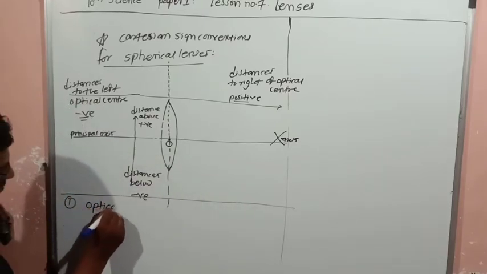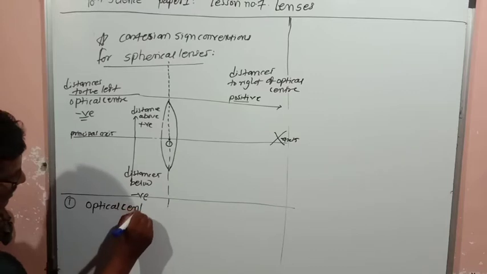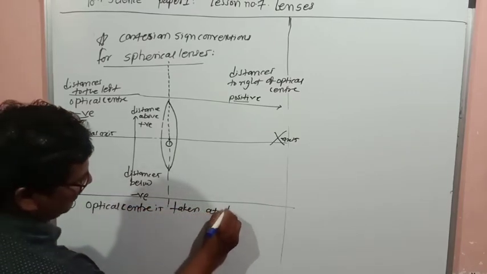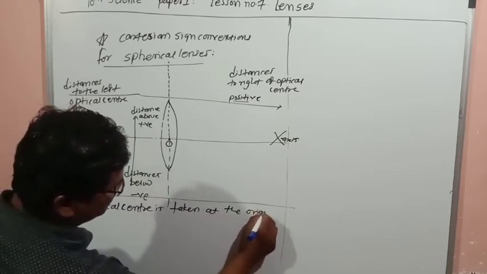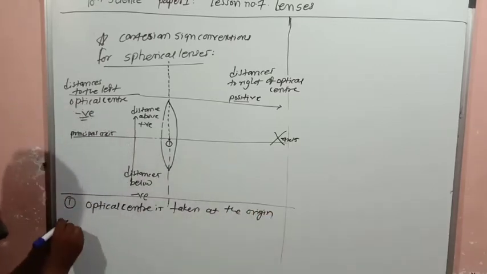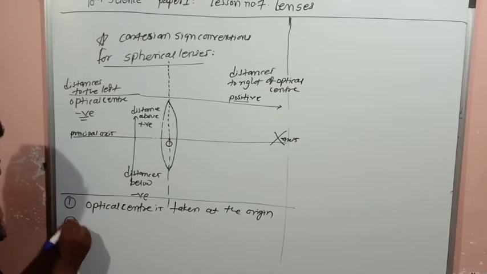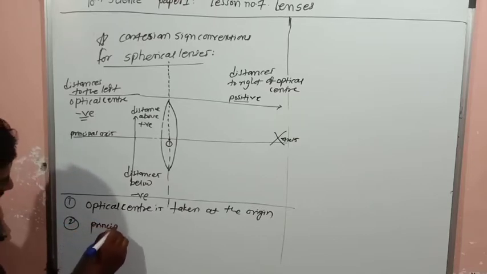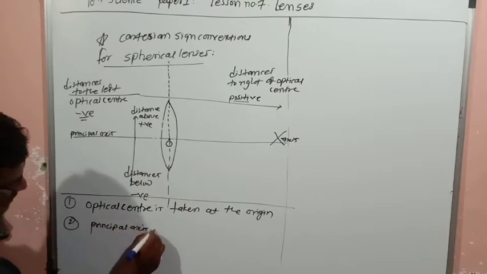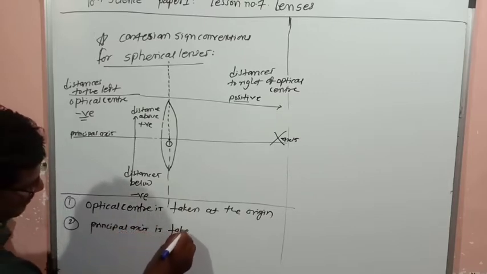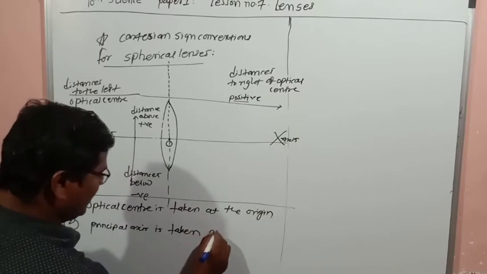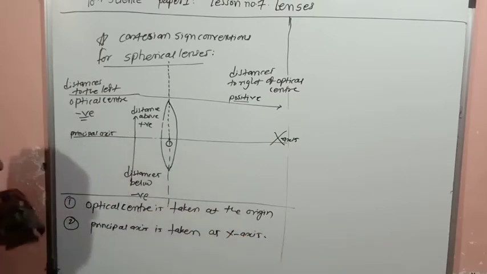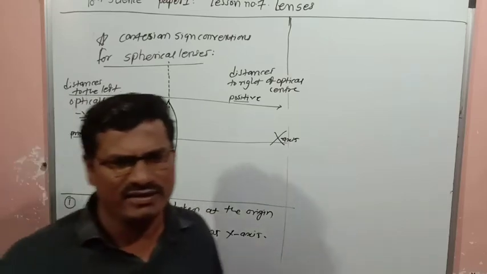Optical center is taken at the origin. Second point, principal axis is taken as x-axis. Principal axis is taken as x-axis.